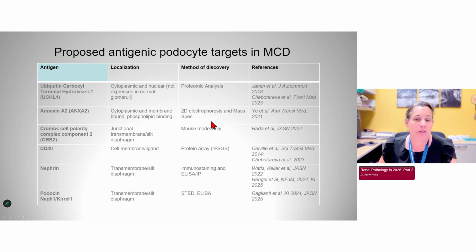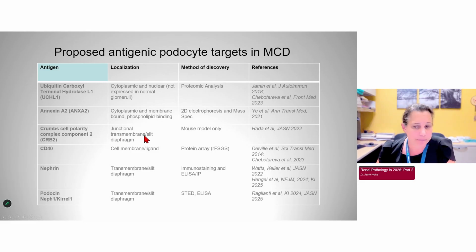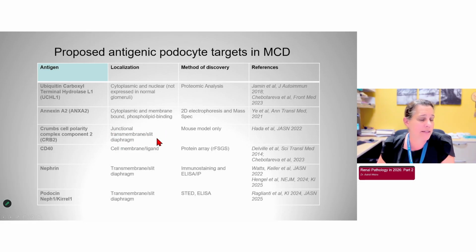Then there was a paper that was a mouse model only, where they immunized mice against this protein called CRB2, which is actually a protein that's also affiliated with a genetic disease of FSGS in kids. And it's a junctional transmembrane slit diaphragm protein, which might be a target of antibodies causing nephrotic syndrome, and it does that in a mouse model. CD40 has been briefly mentioned more in recurrent FSGS contexts as a cell membrane ligand protein that might be targeted by antibodies present in patients with recurrent FSGS.